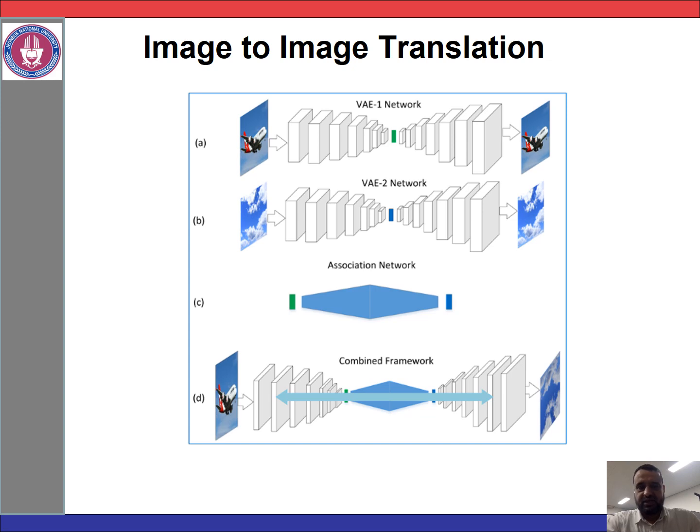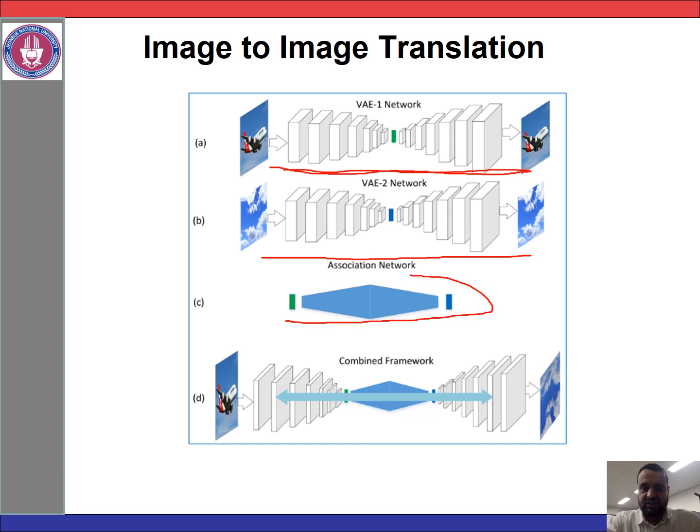This is the overall architecture of our image to image translation network, which consists of two variational autoencoders, the first one and the second one, and one association network here. So what we did here, actually, we first trained this variational autoencoder by providing the images of one domain, and the target images are also of the same domain.